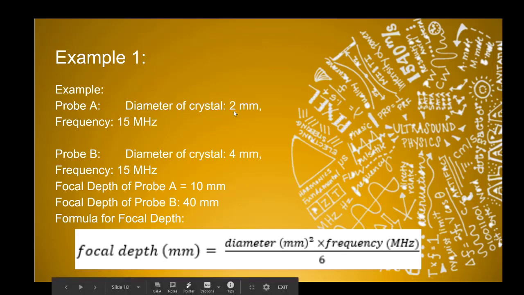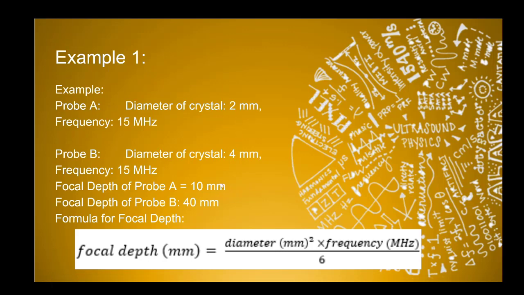So if we plug in our 2 millimeters into the diameter and our 15 megahertz into the frequency, we get a focal depth that is 10 millimeters deep. So small diameter, shallow focal depth. Compare that to a 4 millimeter crystal that will create a probe depth of 40 millimeters. Large diameter, deep focal depth.